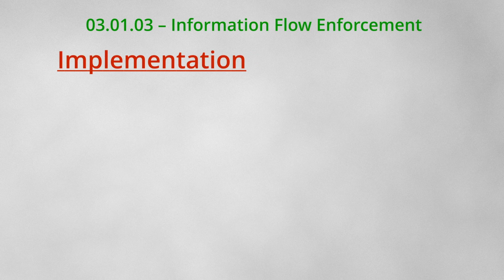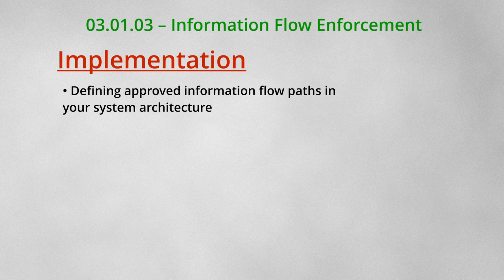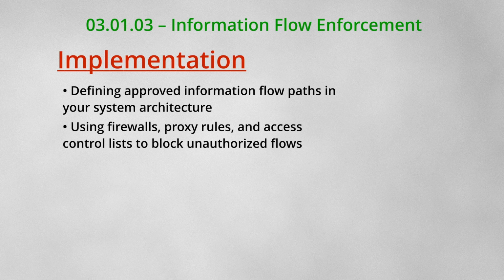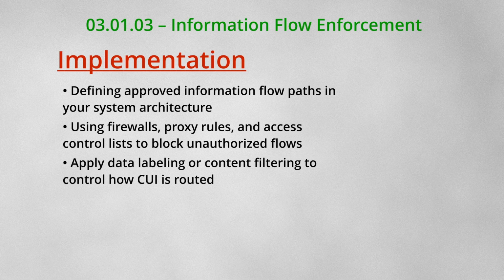To implement this control, consider the following best practices. First, define approved information flow paths in your system architecture. Next, use firewalls, proxy rules, and access control lists to block any unauthorized traffic. You should also apply data labeling or content filtering to help control how controlled unclassified information, or CUI, is routed.